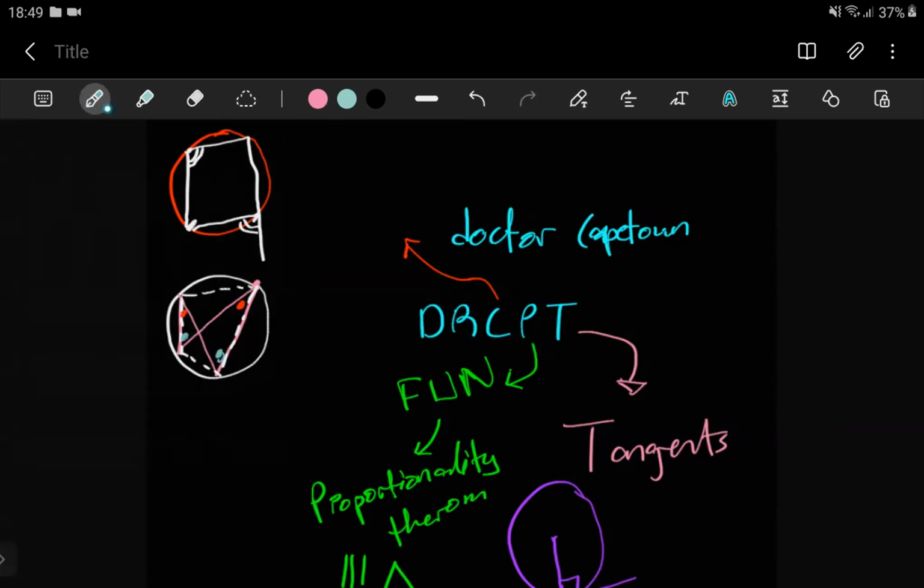So that's for cyclic quads, but then there's a third thing that's usually neglected, and that is that opposite angles of a cyclic quad add up to 180. So if you're looking at this angle here and that one over there, these two added up will equal 180, you see. That's something else about cyclic quads.